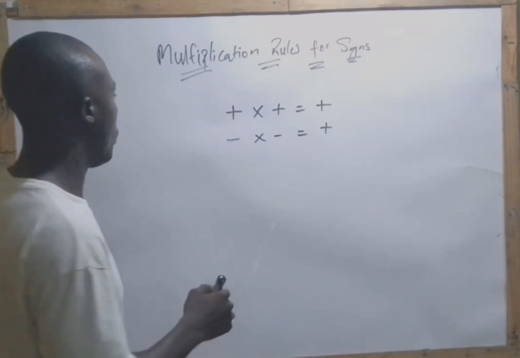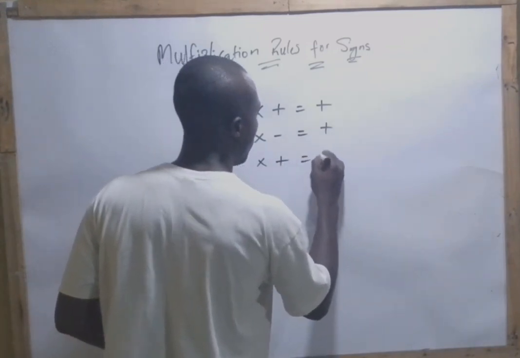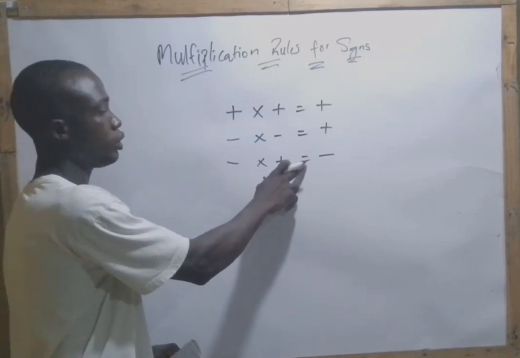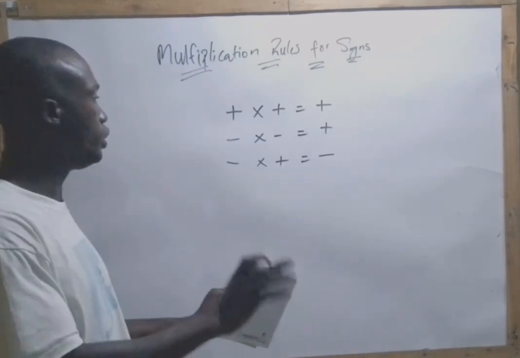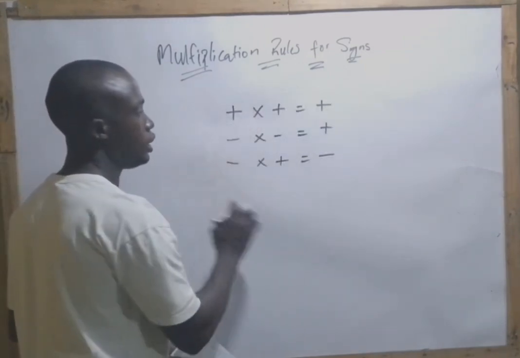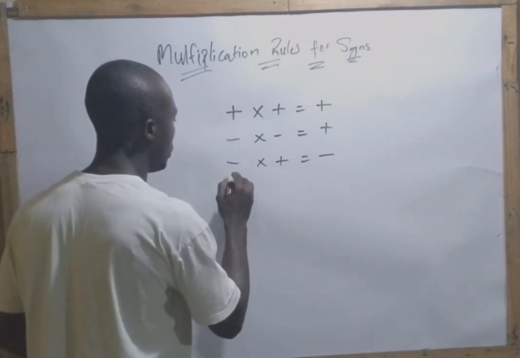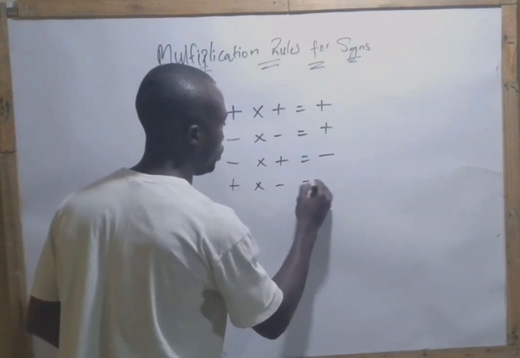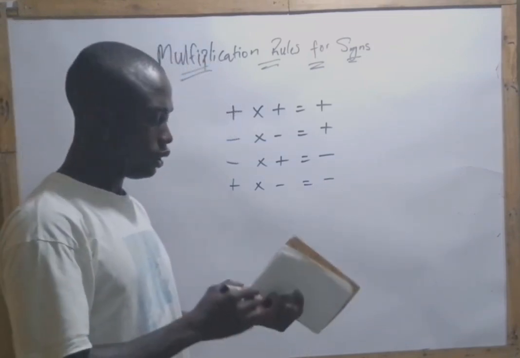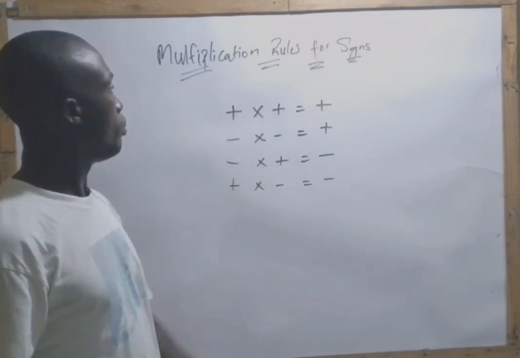Now another one: minus times plus is equal to what? Minus. Minus times plus is equal to minus. Just relax. Watch this video again and you will see that with all this you are good with equations. Now the last one: plus times minus is equal to minus. So these are the rules for multiplication.